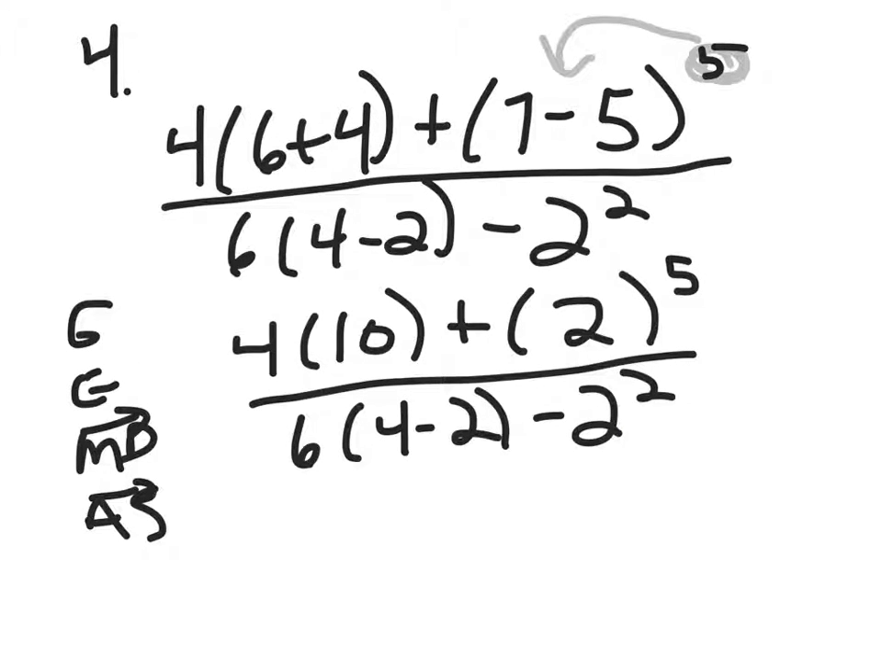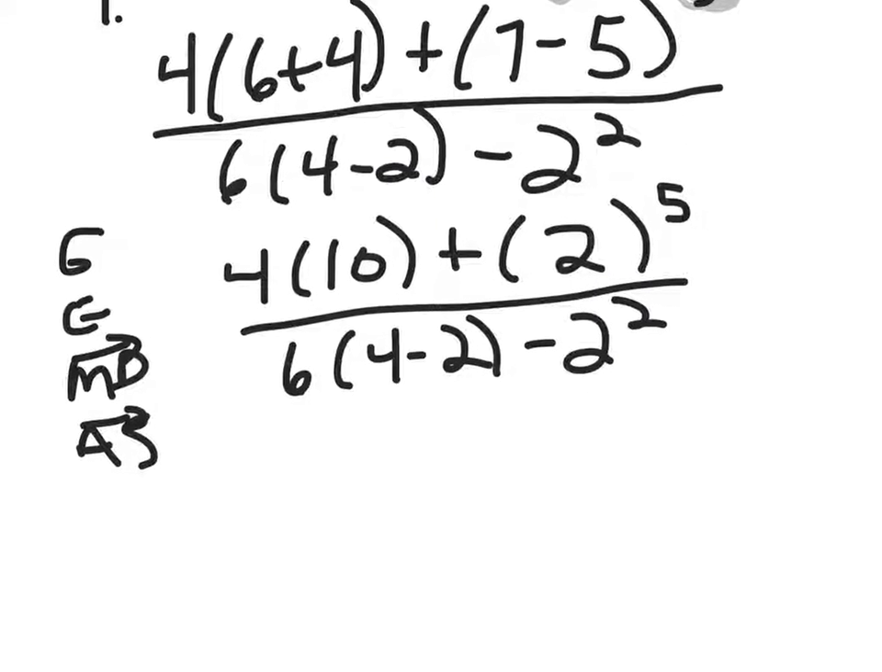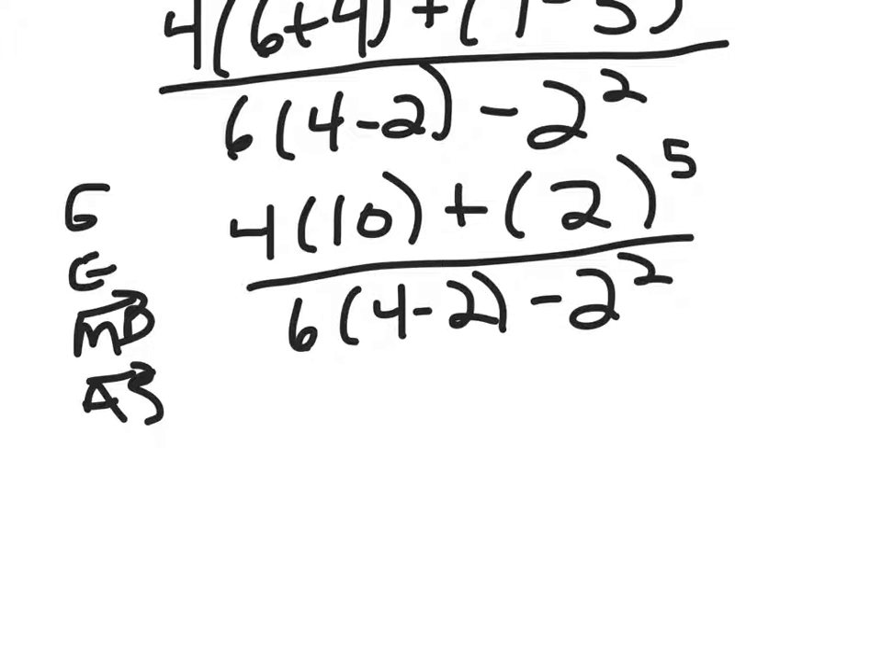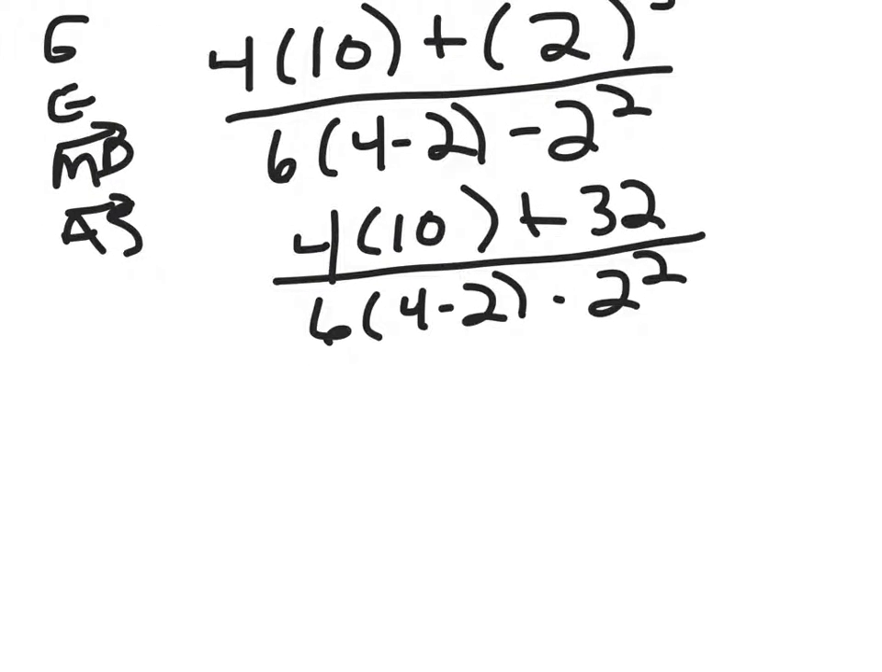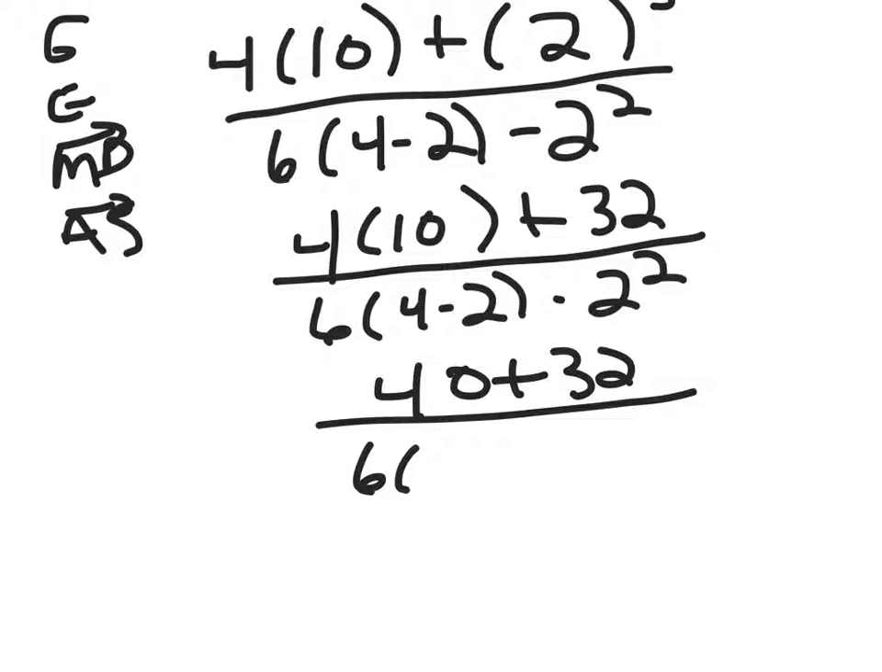Okay, moving along, working on my numerator. I'm going to do the exponent because that comes next. 4 times 10 plus 2 to the 5th power, that's 2 times 2, which is 4, times 2, which is 8, times 2, which is 16, times 2, which is 32. Just going to write the denominator down. Okay, continuing along. My numerator still is not done. 4 times 10 is 40 plus 32. And I'm going to write the denominator again.